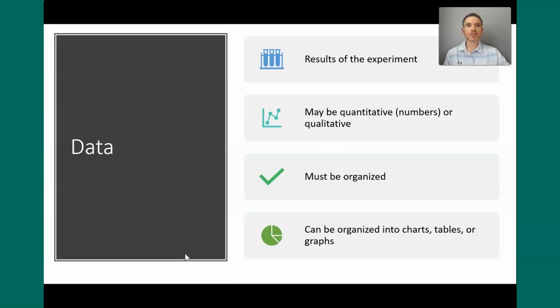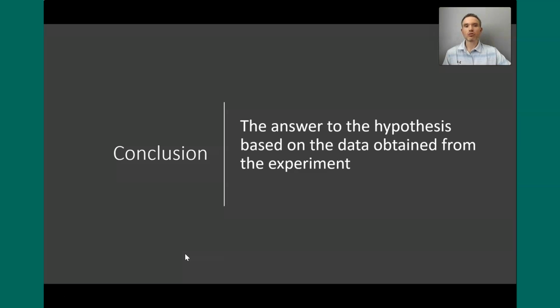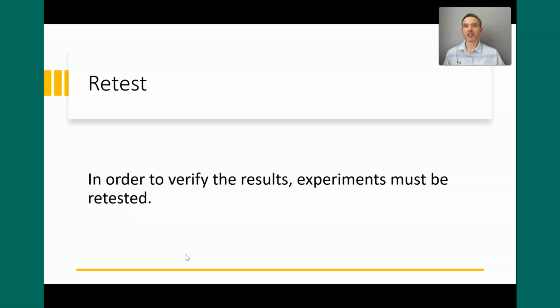So next is the data. These are the results from the experiment. They may be quantitative, which are numbers, or qualitative, which are things that we observe, say color. We need to organize them, and we can organize them into charts, tables, and graphs. Next is the conclusion. This is the answer to the hypothesis based upon the data we observed from the experiment. This really sums everything up. As I mentioned, retest. We test and test and test. This ensures that our observations are in fact reproducible and therefore are true.